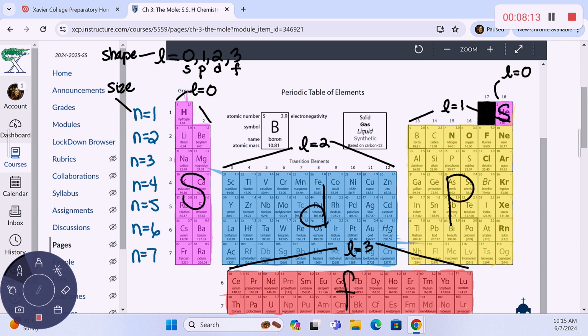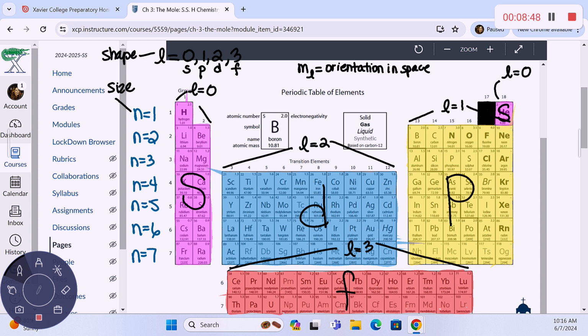Okay, now the third quantum number in your book is called the magnetic quantum number, and it is labeled m sub l. It's a little script l. And what this tells us is the orientation in space, meaning which axis essentially an electron is on. It could be the x-axis, a y-axis, or a z-axis, for example.